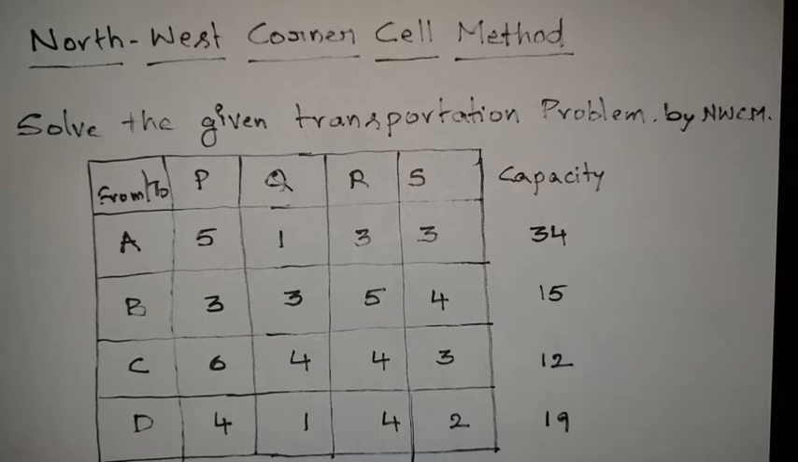As you already know, in order to get the initial solution for a transportation problem, there are three methods. One is the northwest corner cell method, second is the least cost cell method, and third is Vogel's approximation method or penalty method. In today's class, we are going to discuss the northwest corner cell method and how to get the initial solution by using it.